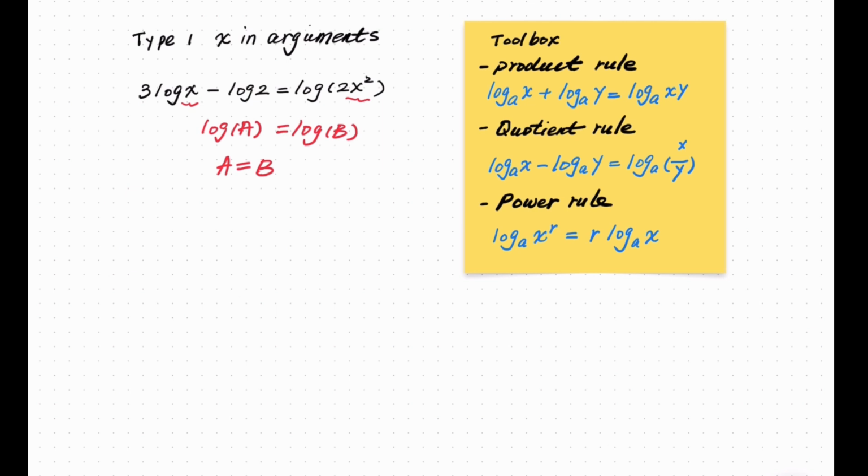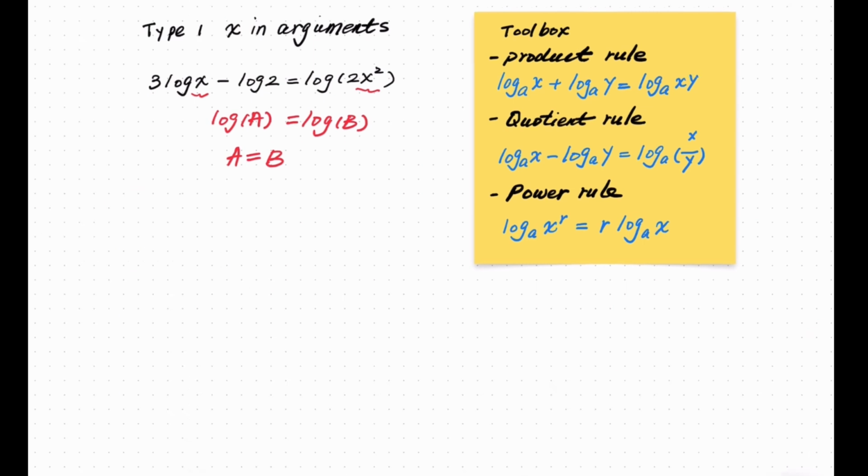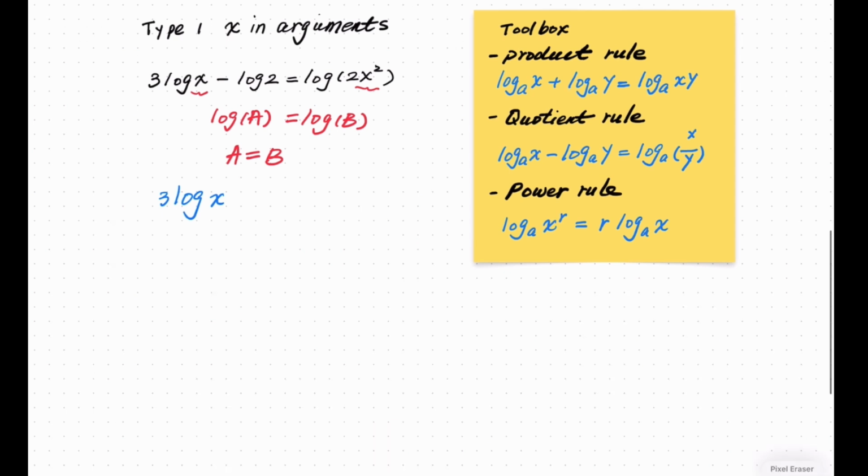Let's start from the left side of the equation, 3 log x minus log 2. Notice that we have a number 3 in front of the first log expression, 3 log x. We can use the power rule to move this number 3 in front of this log expression into the argument. Okay. Then it becomes log x cubed, then we have minus log 2 equals log 2x squared on the right side.